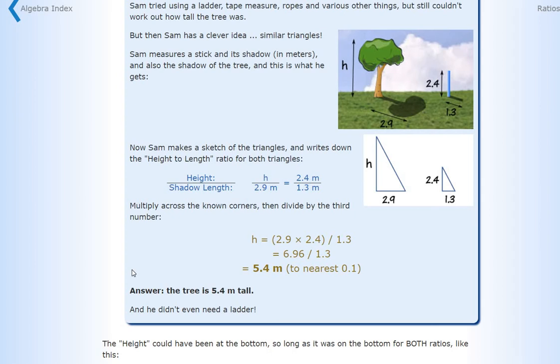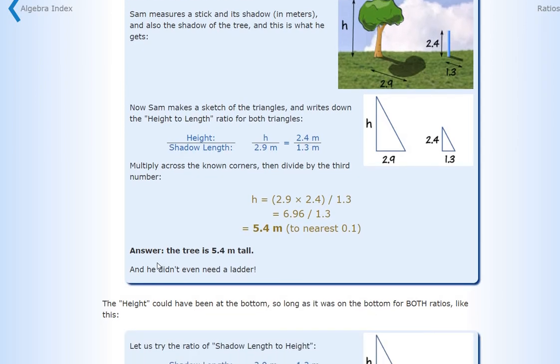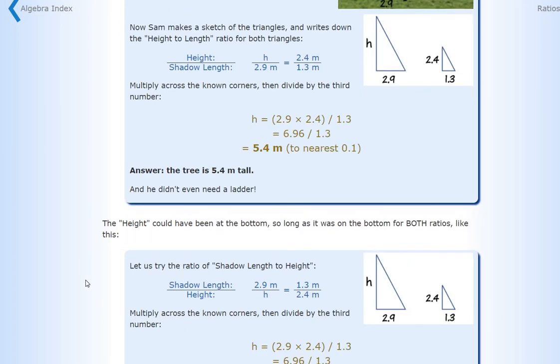Do the 2.9 times 2.4 over 1.3. Very good. Then you do 6.9 over 1.3, and then you get 5.4 meters. Alright, perfect. Okay, great.